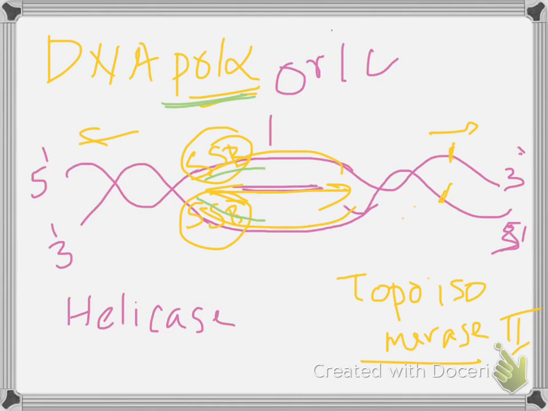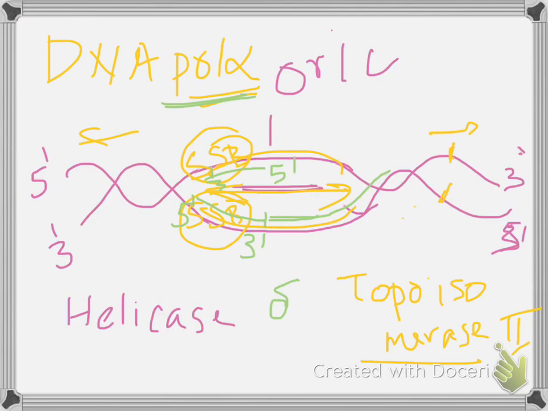Then the replication is always in the 5' to 3' direction. So both strands are in opposite directions. So the movement of this strand, the leading strand, is continuous. That is, the DNA polymerase delta now adds nucleotides to these primers continuously.